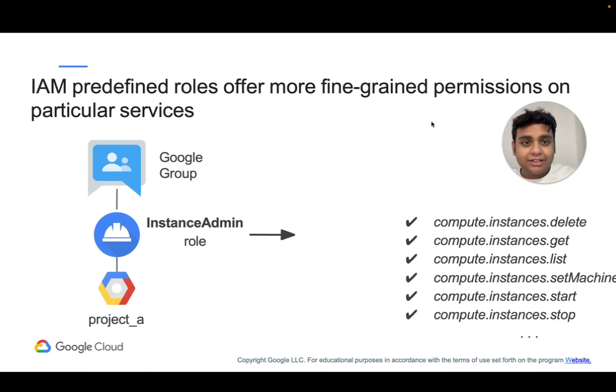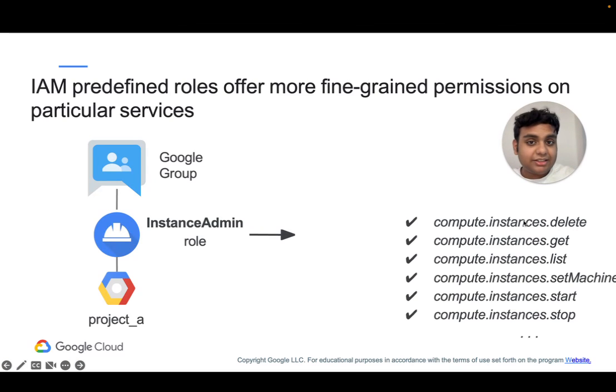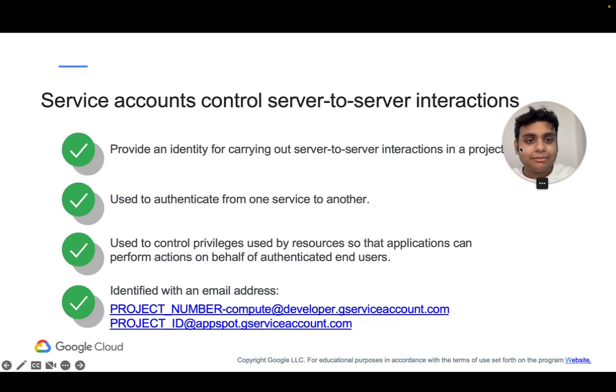Now IAM predefined roles can offer more fine-grained permissions of particular services, like this. So the instance admin role can delete, can get, can set machine, can start or stop. So these are the predefined roles of an instance admin role. Now when we come to custom roles, we can really customize it according to our need, and that's something that we can do.